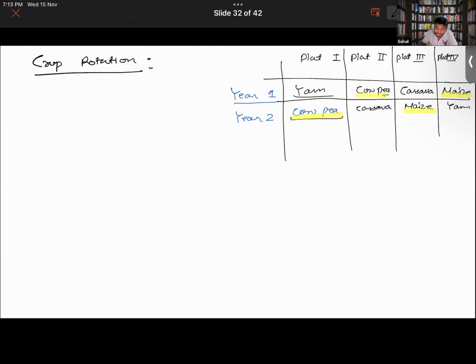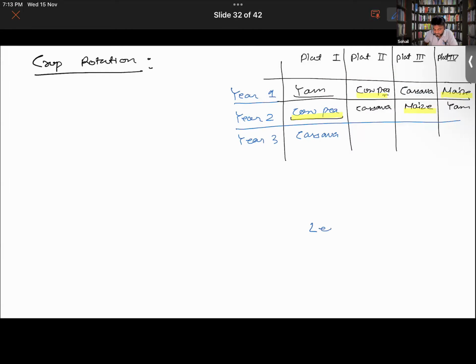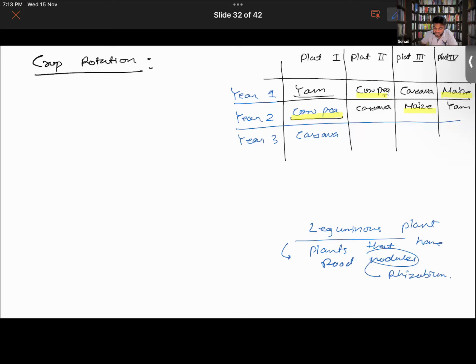Now let's take one more year, the third year. What do you mean by leguminous plant? You have grown the same thing in year one also, so how is it different in year two? Leguminous plants are plants that have root nodules, and in the root nodules rhizobium bacteria is found. So cowpea and maize, these are two types of leguminous plants, and they contain rhizobium bacteria in their roots, which helps in nitrogen fixation.